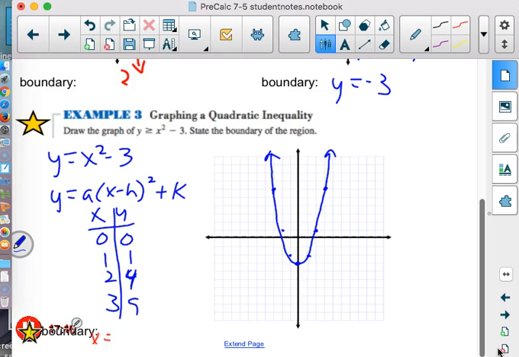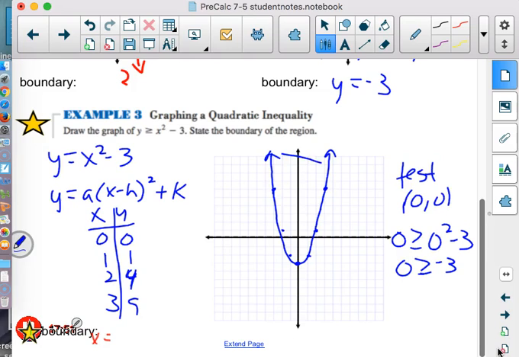But we're not done. Normally we would have been done, but we have to shade. We have to know where to go. Can I test 0, 0 on this one? Yeah, my parabola is not on 0, 0, so I'm going to test 0, 0 in my original. And that will say 0 is greater than or equal to 0 squared minus 3. 0 is greater than or equal to negative 3. Is 0 bigger than negative 3? It is. Just to the right of it on the number line. So that means it works, and that means we shade in here.